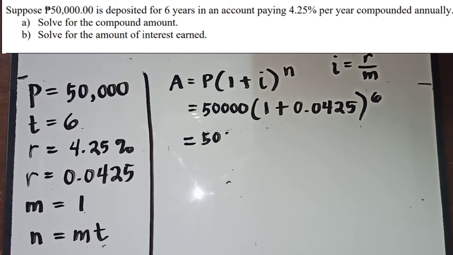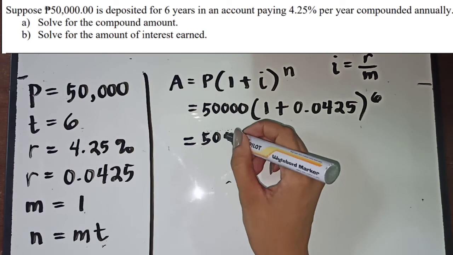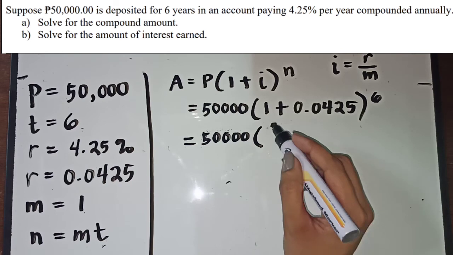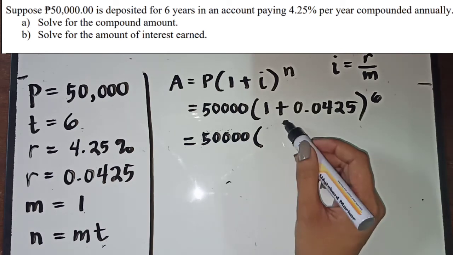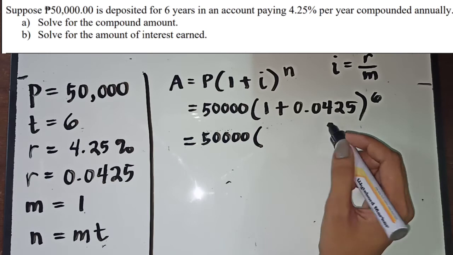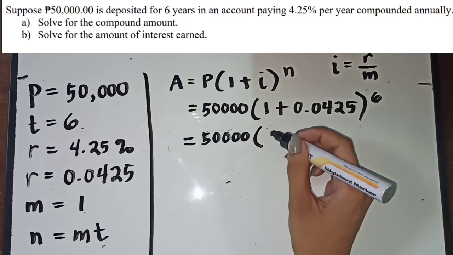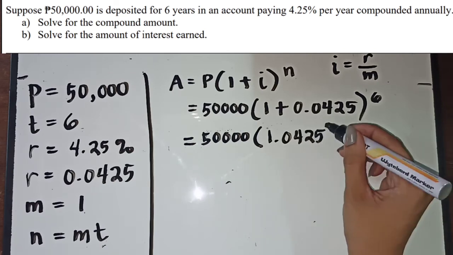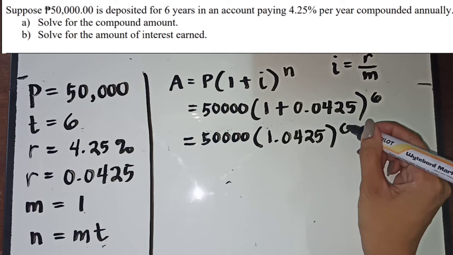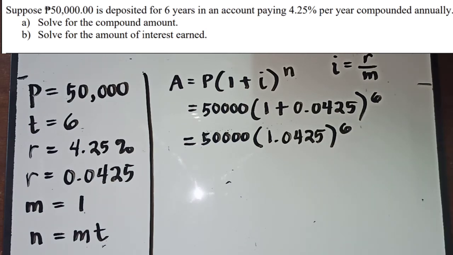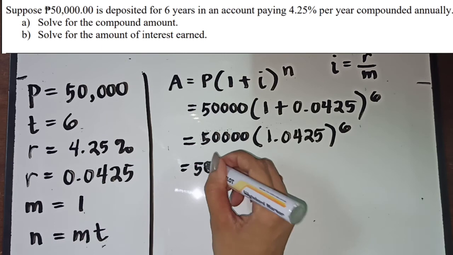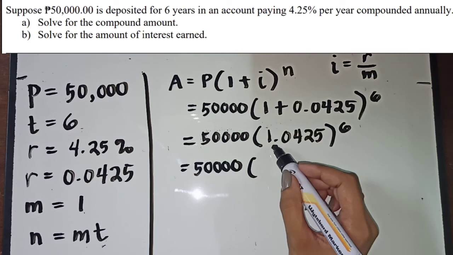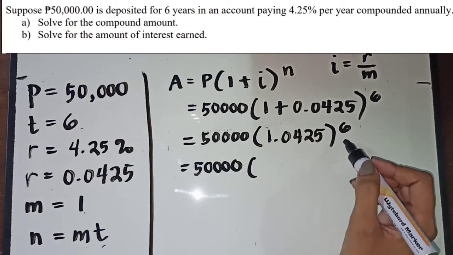So PEMDAS rule, parenthesis first, so we have 50,000 multiply by, i-add natin kung ano yung nasa loob ni parenthesis. So we have 1 plus 0.0425 and 1 plus 0.0425 is equal to 1.0425. Then raised to the exponent, which is 6. Okay, so next, we have 50,000 multiply by, what will be the value of 1.0425 raised to 6?